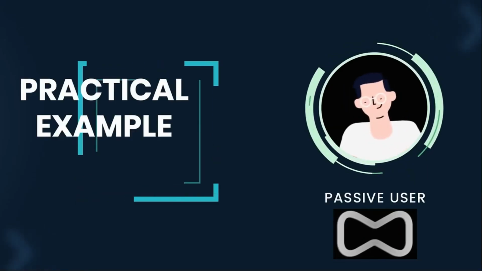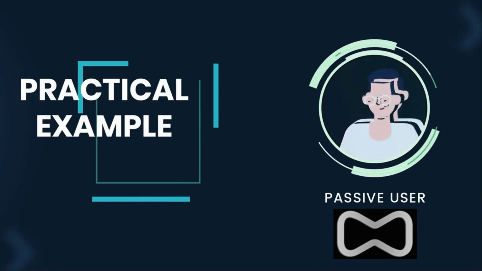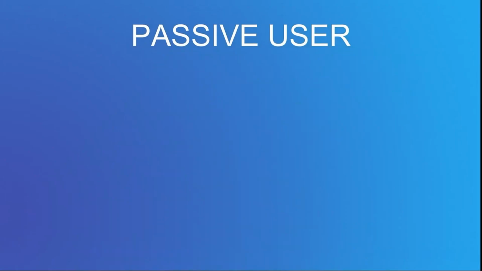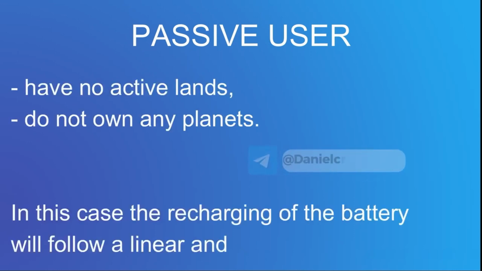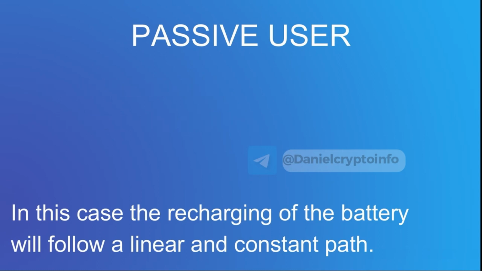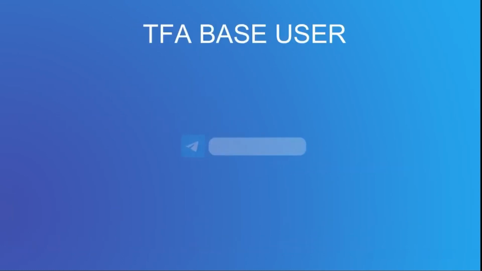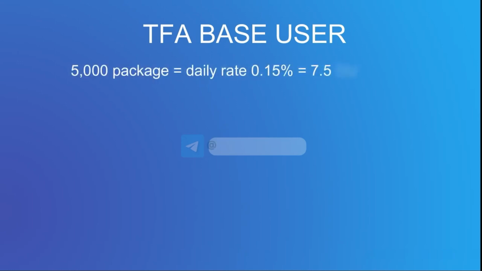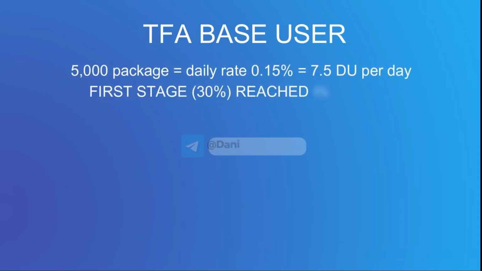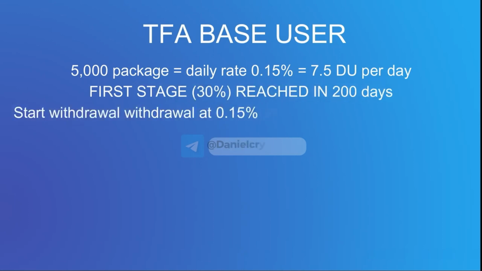Let's start with an example about a passive user. Being a passive user means having no active land and not owning any planet. In this case, charging the battery will follow a linear and constant path. TFA base holders: for a subscription of 5,000 credits, the daily percentage will be 0.15%, producing 7.5 DU daily.